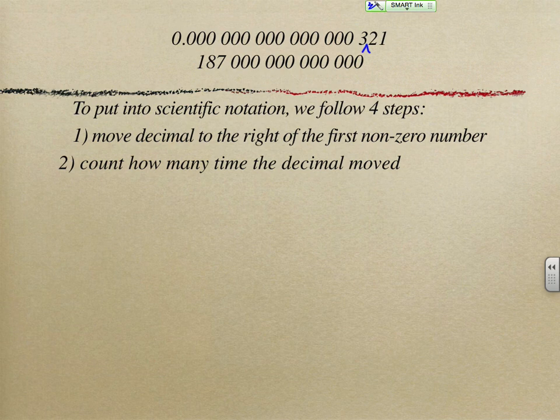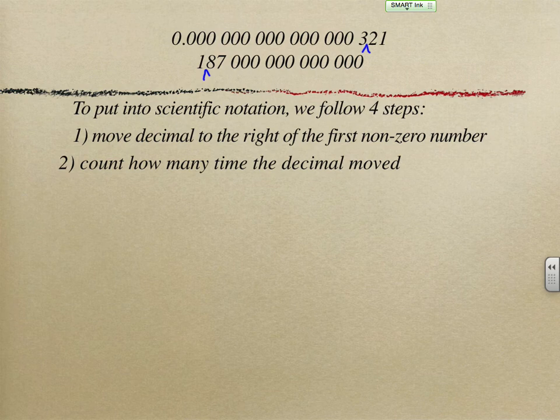In the bottom number, what's my first non-zero number? You have some people that want to say 7 because they want to go by the zeros first, but no, in here in America we go from left to right when we look at numbers. So the first number we see is the 1, so to the right of the 1, we're going to move the decimal to there. So the second step is we count how many times we moved the decimal.